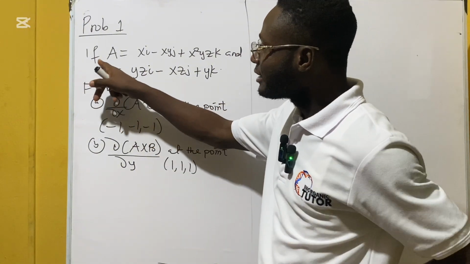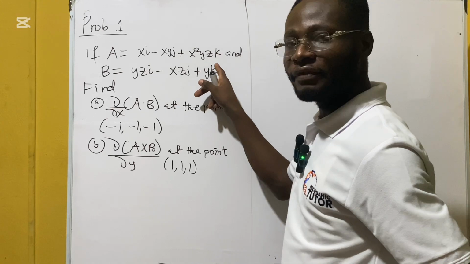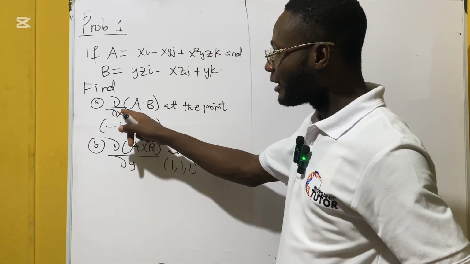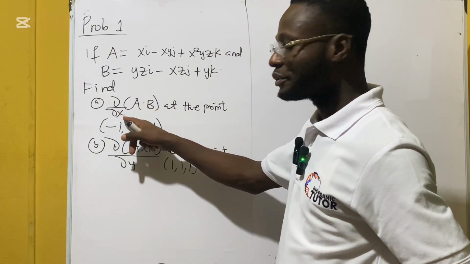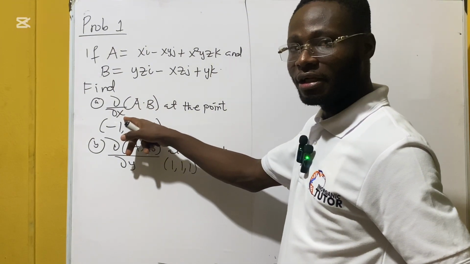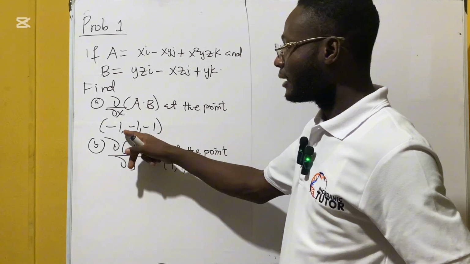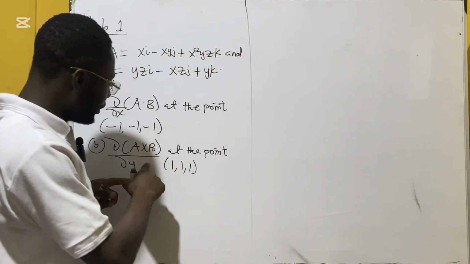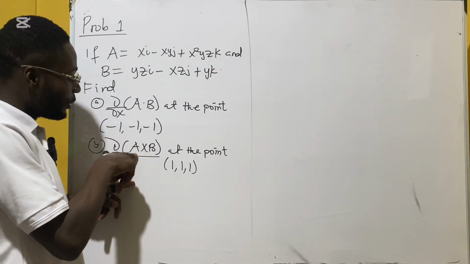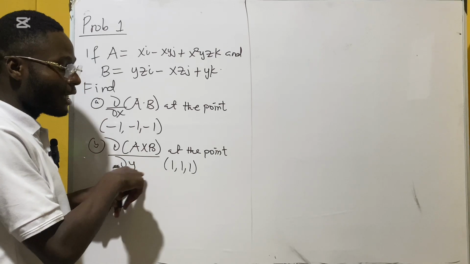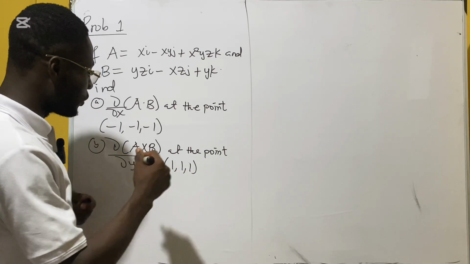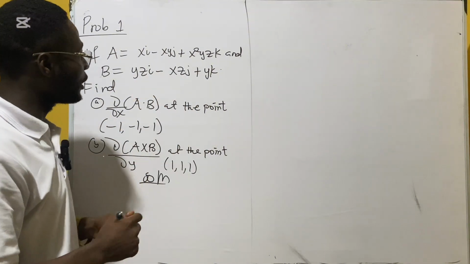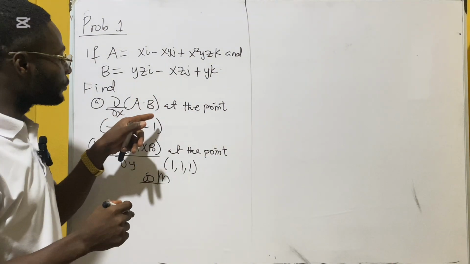So problem one says that if A is equal to this position vector and B equals this position vector, then we should find the partial of A dot B with respect to partial x at the point (-1, -1, -1). And B also is going by the partial of A cross B with respect to y at the point (1, 1, 1). Okay, so let's begin. We have these position vectors A and B.